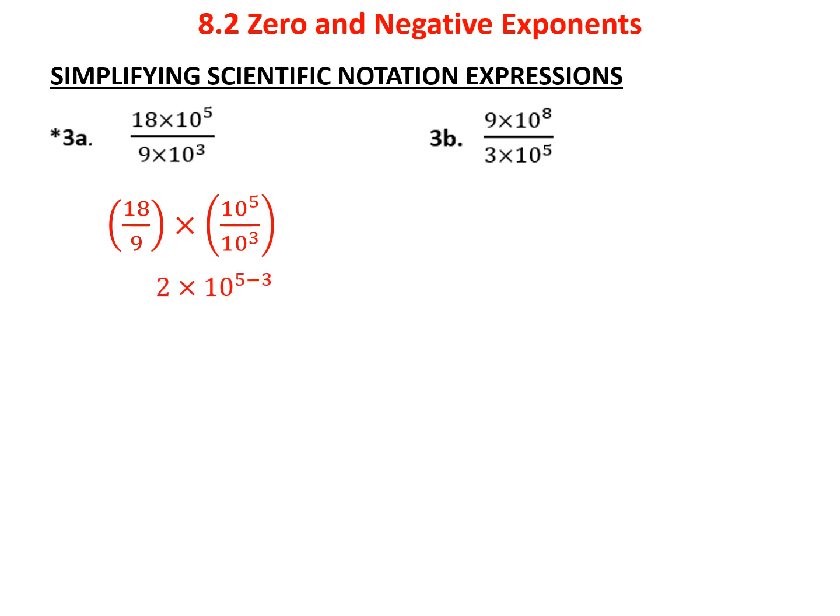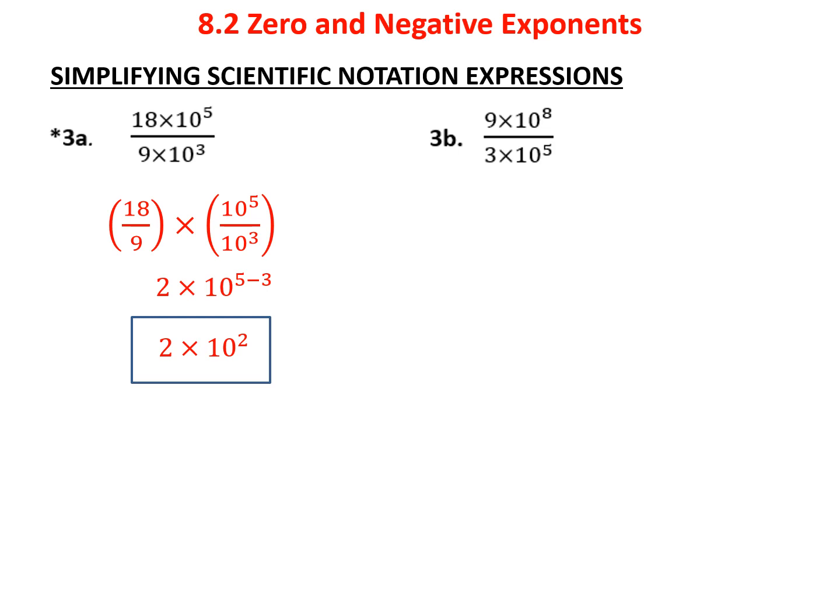And then we have to remember our rule. When we are dividing exponents, we keep the base and subtract the exponents. So this becomes 10 to the 5 minus 3, or 2 times 10 squared. And that's our answer, leaving it in scientific notation.